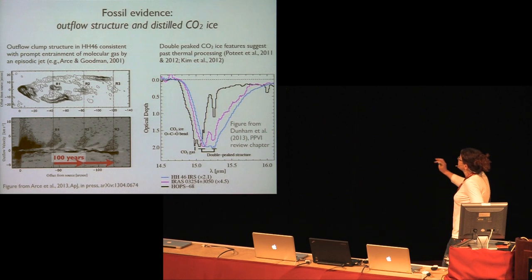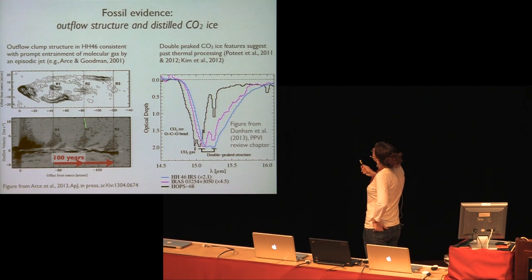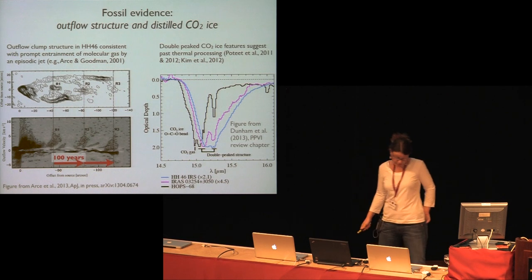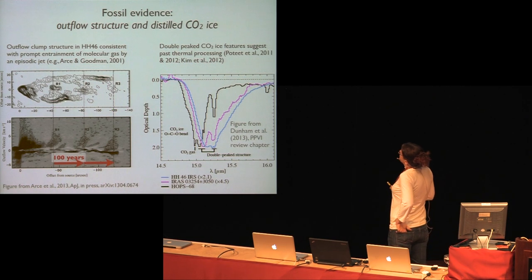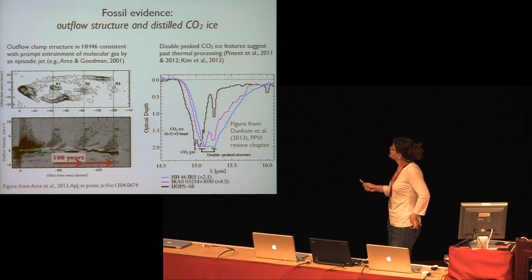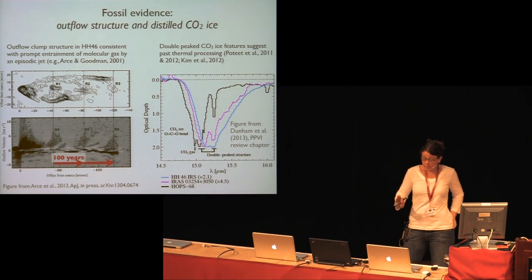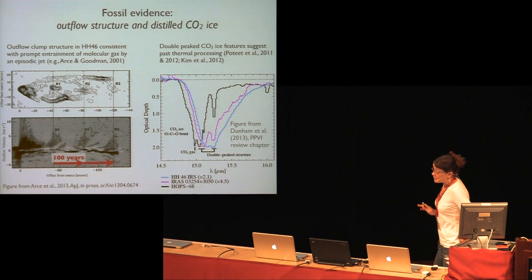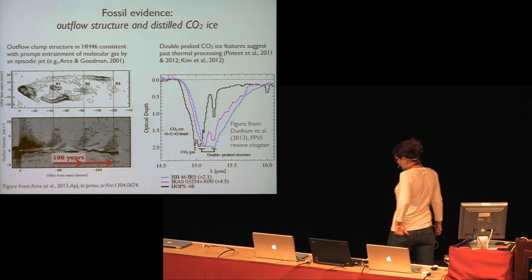Now we want to go back into the fossil evidence for past accretion changes on the protostars, and here I'm highlighting some work by Hector Arce and collaborators, where they obtained beautiful 12CO ALMA data of the outflow around this protostar, and found a velocity pattern in these clumps consistent with prompt entrainment of molecular gas by an episodic jet. And these structures were spaced at 100-year intervals.